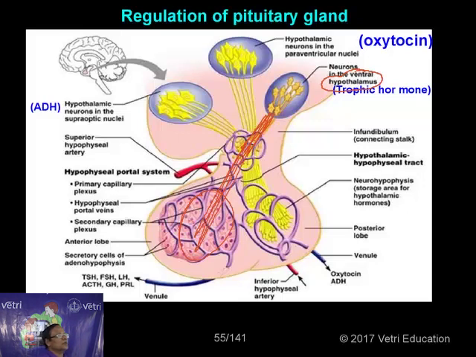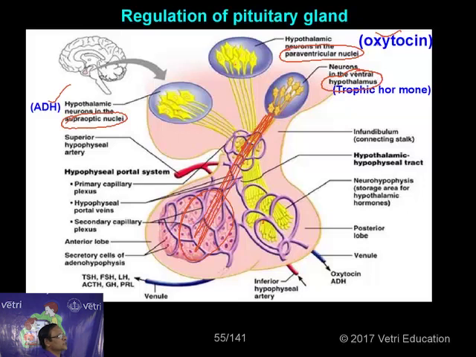Whereas the secretions of the neurohypophysis, the cells of the neurohypophysis never secrete any hormones, but they are secreted by two different nuclei, a collection of nerve cells. One is called the supraoptic nucleus, another the paraventricular nucleus. The supraoptic nucleus secretes vasopressin, or ADH. And the paraventricular nucleus secretes the hormone oxytocin. So these two hormones are secreted by the hypothalamus, not by the neurohypophysis.